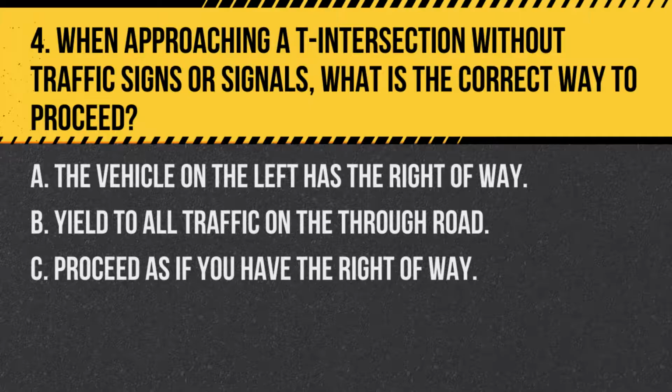Answer. B. Yield to all traffic on the through road. Vehicles on the through road have the right of way at a T intersection.